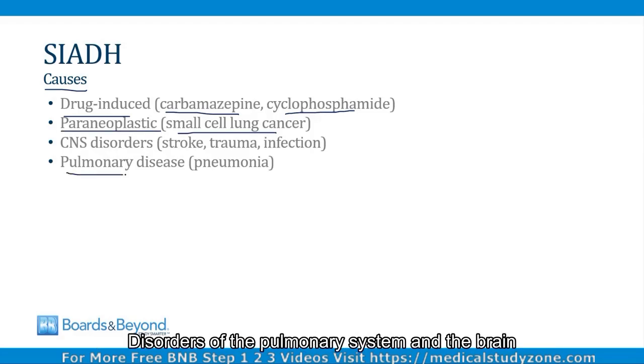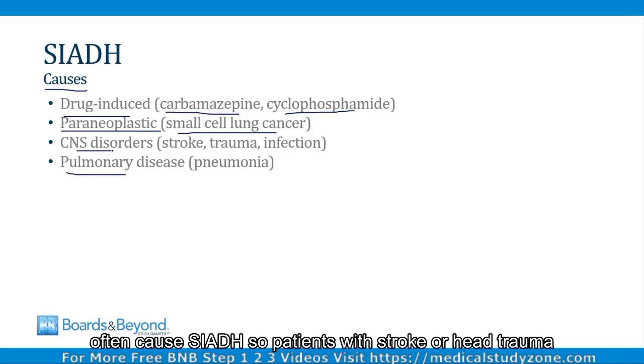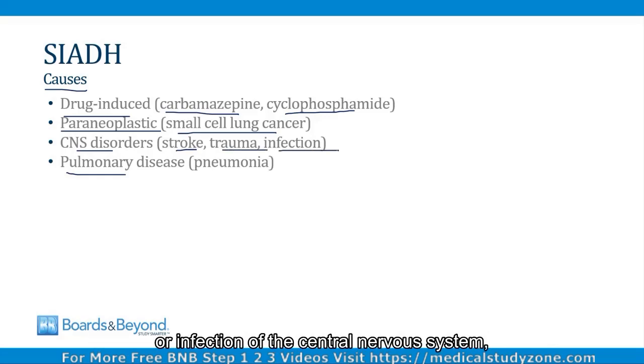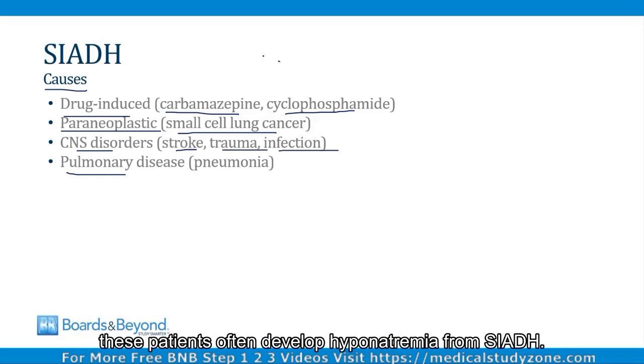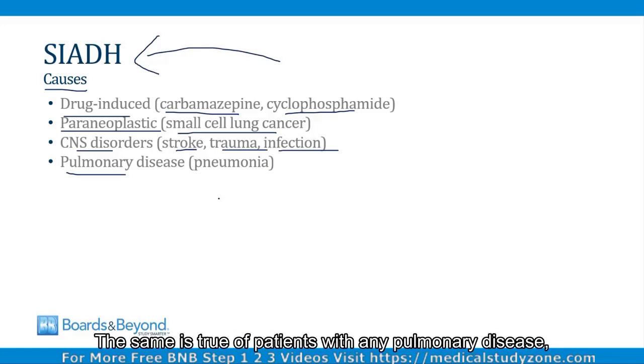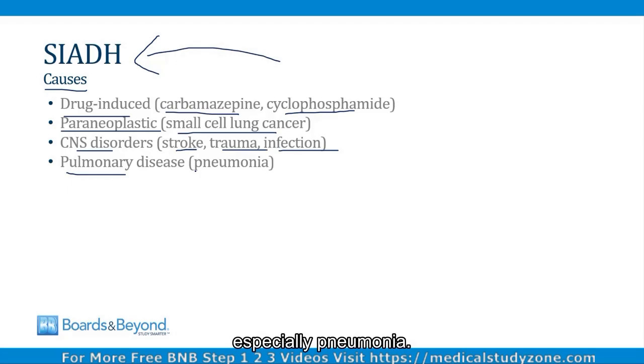Disorders of the pulmonary system and the brain often cause SIADH, so patients with stroke or head trauma or infection of the central nervous system often develop hyponatremia from SIADH. The same is true of patients with any pulmonary disease, especially pneumonia. Many pneumonia patients develop mild hyponatremia from SIADH.